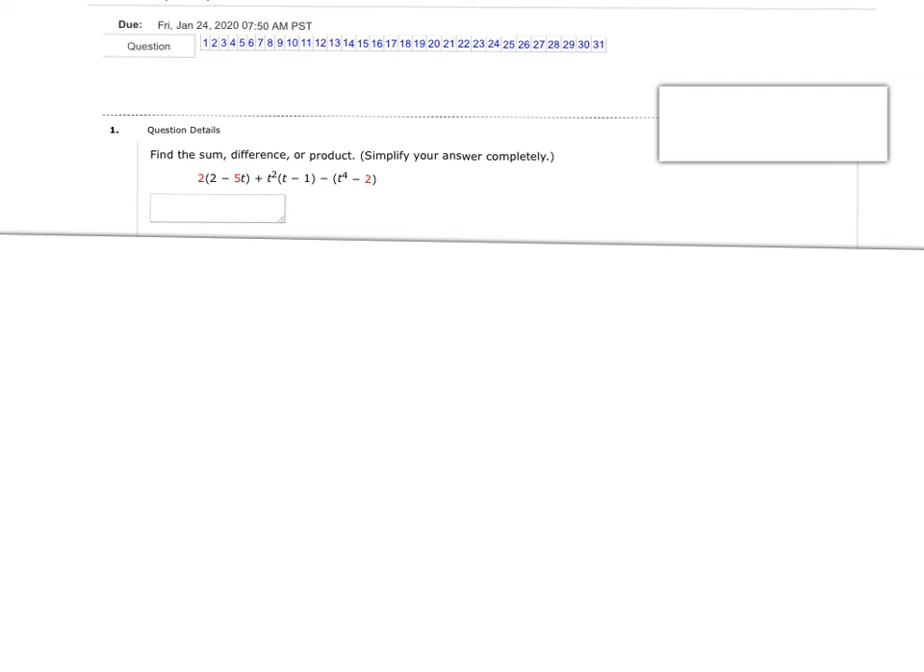All right, start off on number 1 here. So for this one, they want us to simplify our answer, which kind of just means get rid of the parentheses. So I would just distribute everything in front of the parentheses first. So that's going to look like that.